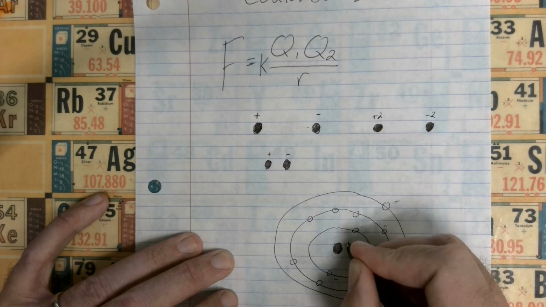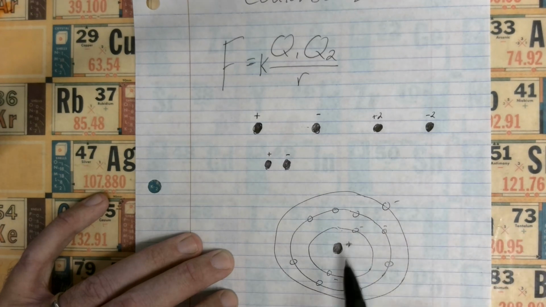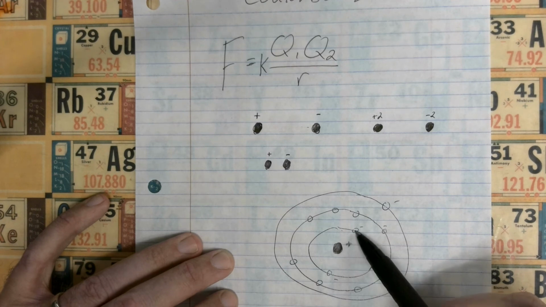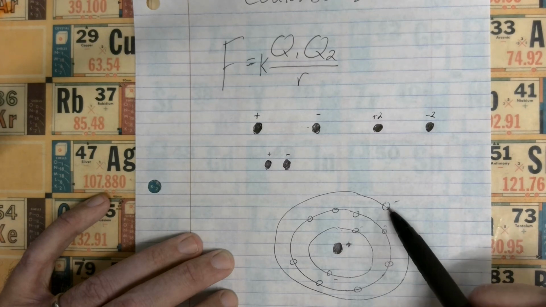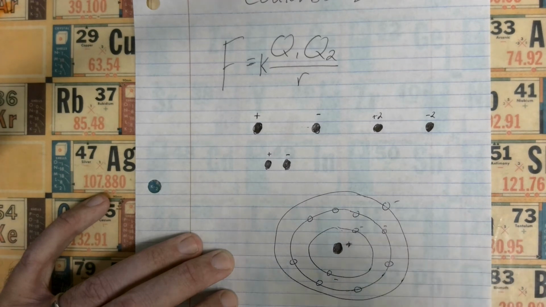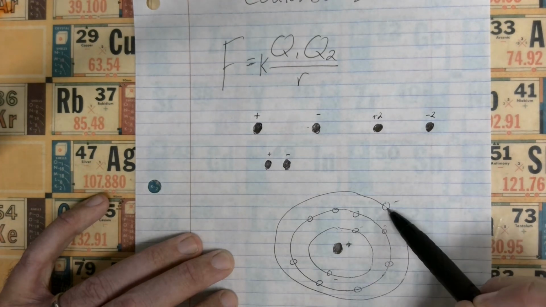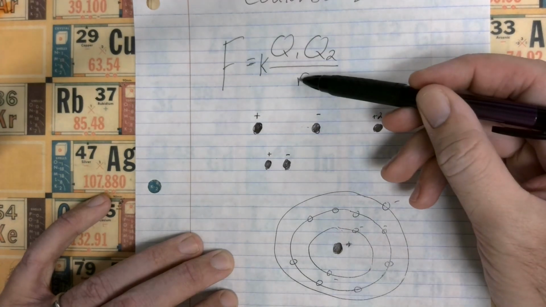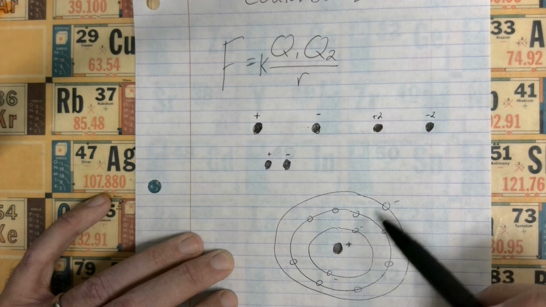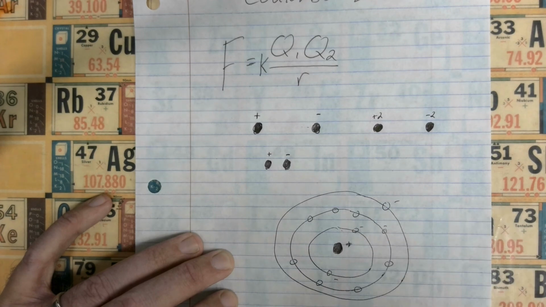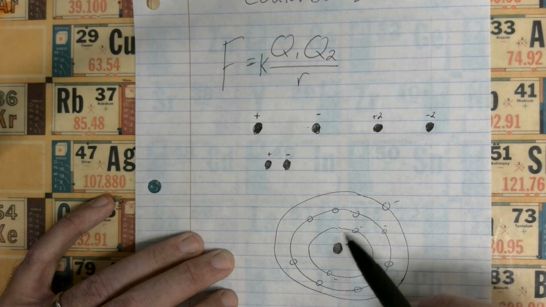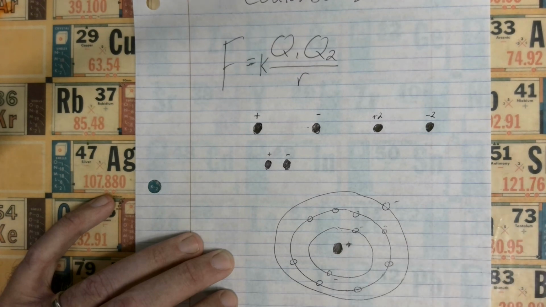What we can figure out then is how would the attraction between the nucleus and this electron here compare to the attraction between the nucleus and this other electron? Well, this one is much further away, right? So this R is going to be huge compared to this one. So the attraction between this electron and the nucleus is going to be significantly smaller than the attraction between here and here because they're so much further away.